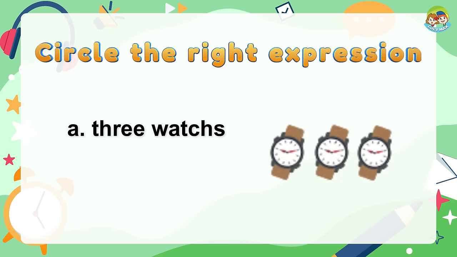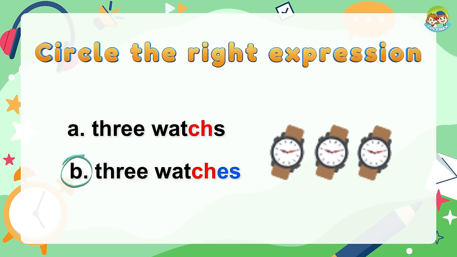Three watches. B, three watches. Watch ends with CH. When you have CH, you add ES to make it plural. So you circle B. Three watches.